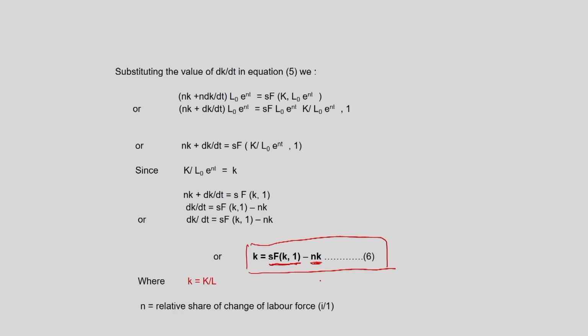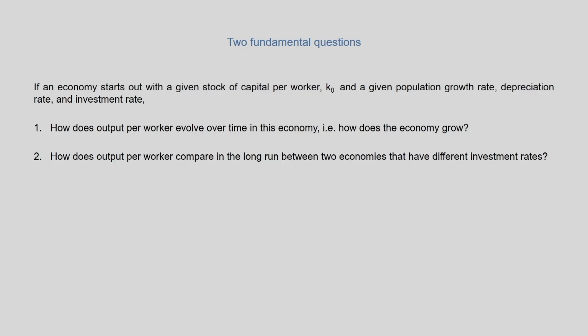Now this equation is the most important equation of the basic Solow model, and this can also be explained in the form of a diagram, which is a basic Solow diagram. To be able to come to the diagram, let us reframe the questions in a more coherent manner. So the basic problem that we are concerned with is, if an economy starts out with a given stock of capital per worker, say k0, and a given population growth rate, depreciation rate and investment rate, then there are two fundamental questions that come up. The first question is, how does output per worker evolve over time in this economy, or how does the economy grow? And the second question is, how does output per worker compare in the long run between two economies that have different investment rates?